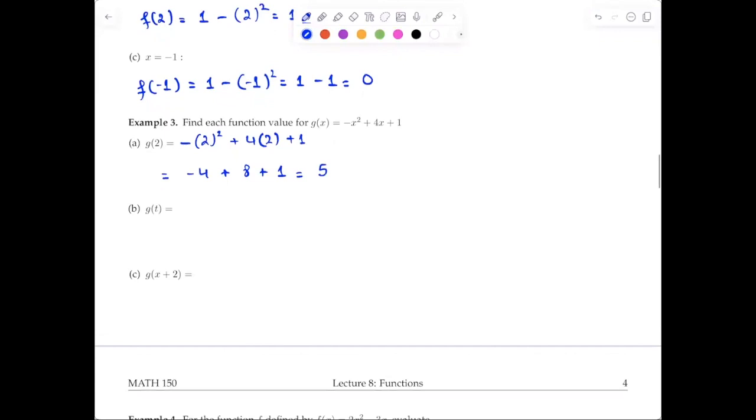Now, part B, g of t. In this case, you replace a variable x by another letter. So take out the x and replace that by the letter t. So you have negative t squared plus 4t plus 1. For c, you take out the x and you replace that with x plus 2. So you have negative of x plus 2 squared plus 4 times x plus 2 plus 1. Okay.